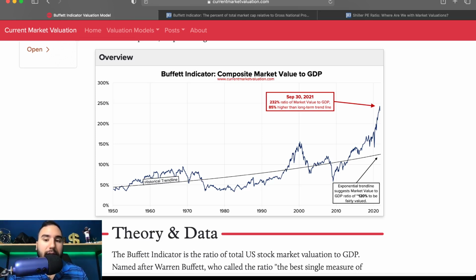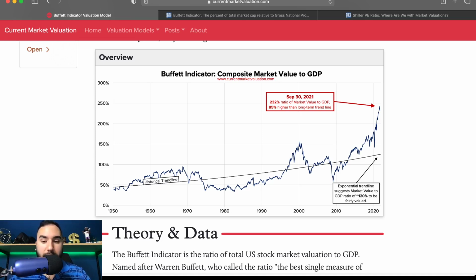In 2010, when we saw that dip in the markets, we had a point in time where the indicator was actually a bit lower than the historic trend line. But pretty much ever since 2012-13, we've been moving higher and higher above the historic trend line.